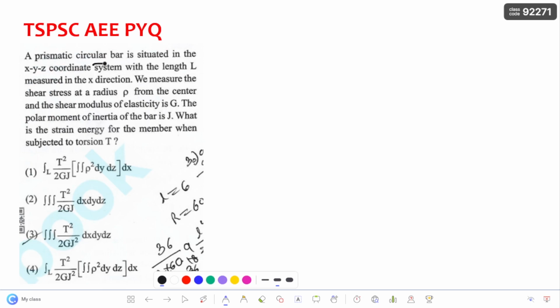Coming to the last question, a prismatic circular bar is situated in the XYZ coordinate system with the length L measured in the X direction. The shear stress at a radius rho from the center and the shear modulus of elasticity is G. The polar moment of inertia is K. What is the strain energy? Okay, if you see the options, while deriving for an element and if you integrate the entire equation, you will get the strain energy equation. But he is asking for the expression as derived. So if you see here, it is J square and it is also J square. It should not be J square. It should be J only. And he is considering the length. So this is the correct answer you can consider.